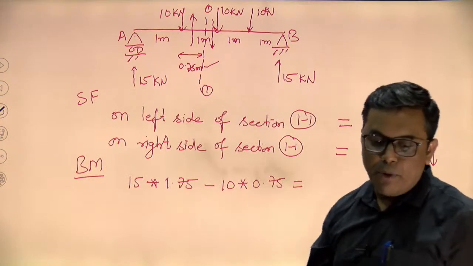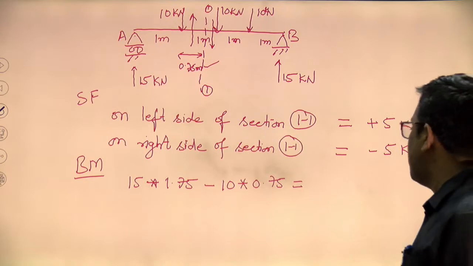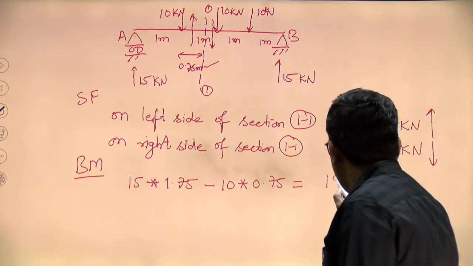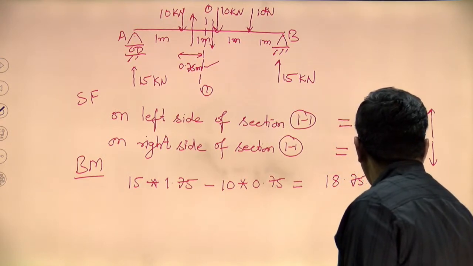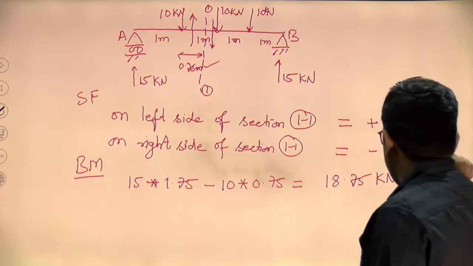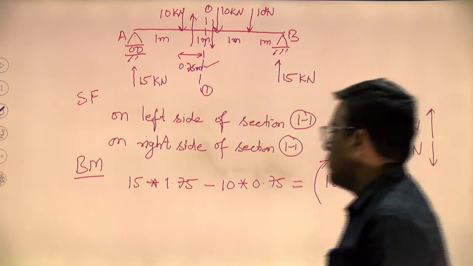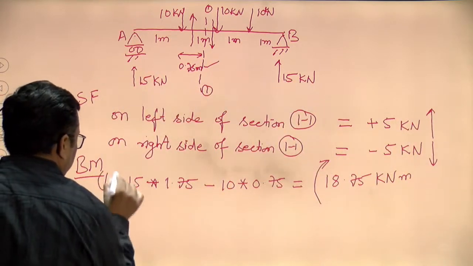15 into 1.75 minus 10 into 0.75. How much is it? It is coming out to 18.75 kilonewton meter, and the direction will be clockwise. Okay. It is for the left side of the section plane.